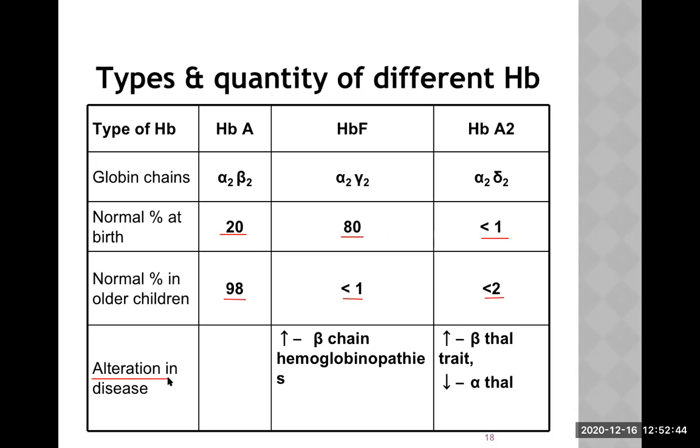And there is a small clinical correlation now. This is alteration in disease. See that hemoglobin F is very high in beta chain hemoglobinopathies. This is known as beta thalassemia major. Whereas hemoglobin A2 is also high in beta thalassemia major, okay, and beta thalassemia trait, and they are decreasing in alpha thalassemia. Why are they decreasing in alpha thalassemia? Anybody can tell me why?